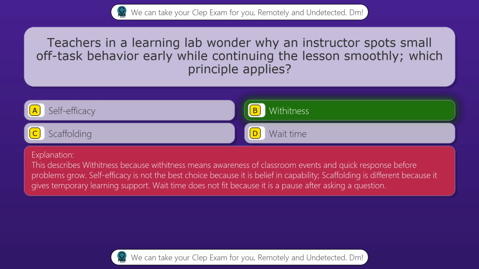This describes withitness because withitness means awareness of classroom events and quick response before problems grow. Self-efficacy is not the best choice because it is belief in capability. Scaffolding is different because it gives temporary learning support. Wait time does not fit because it is a pause after asking a question.